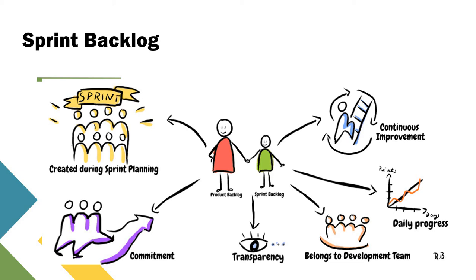The sprint backlog is a real-time picture of the work that the team plans to accomplish during the sprint. This sprint backlog is owned completely by the team, the Scrum team.